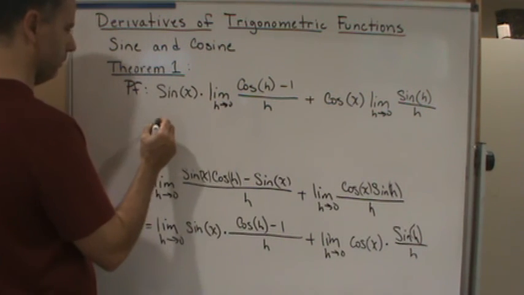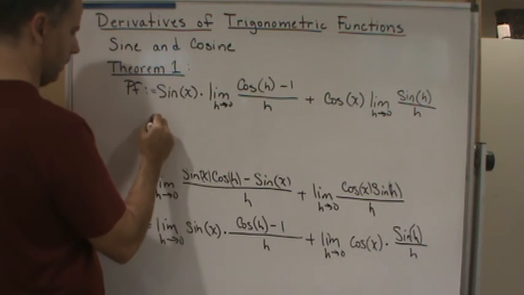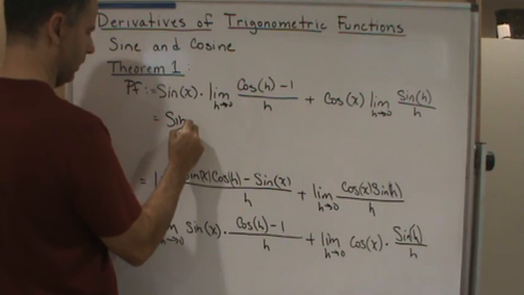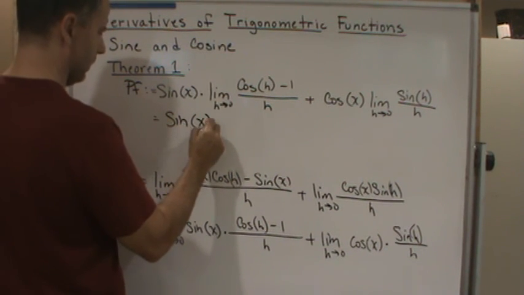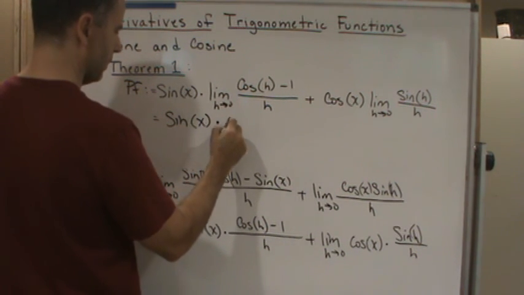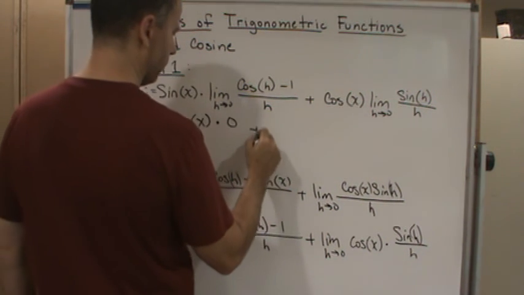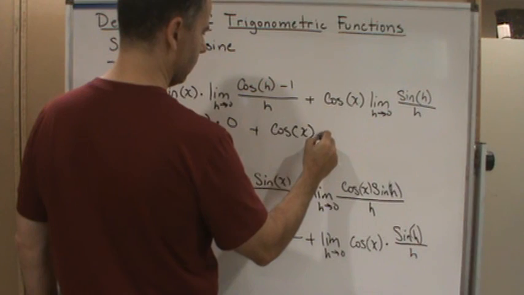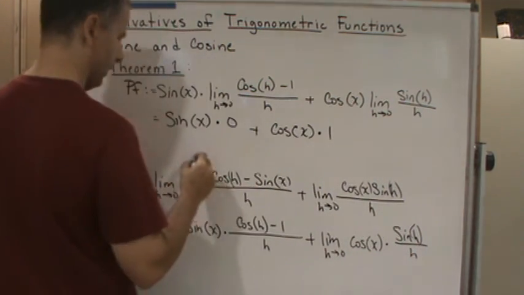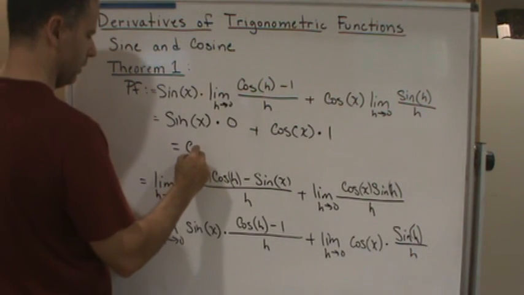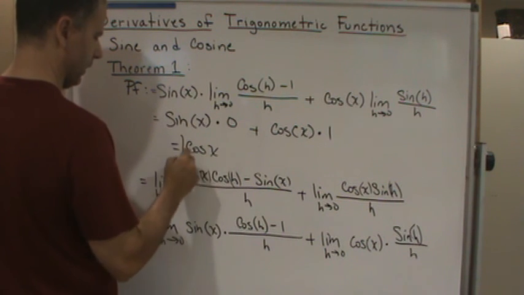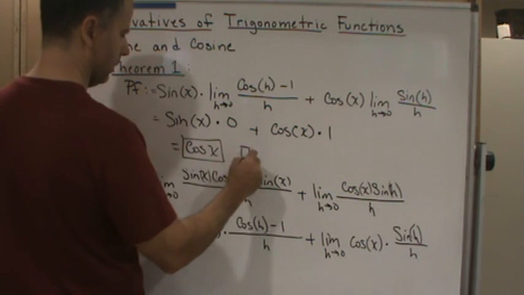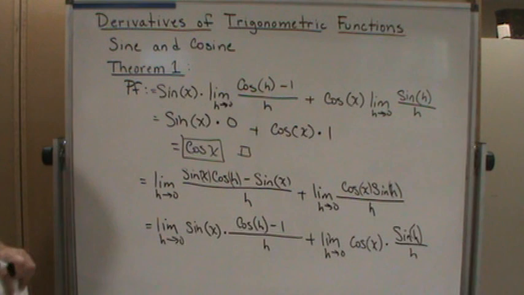So guess what? This is going to equal sine x times 0 plus cosine x times 1, and we get cosine x. Okay? And that's the end of our proof.